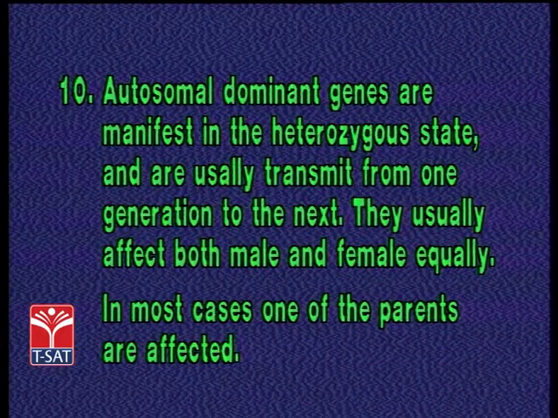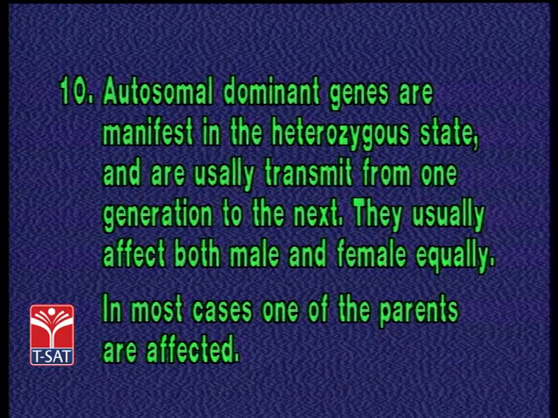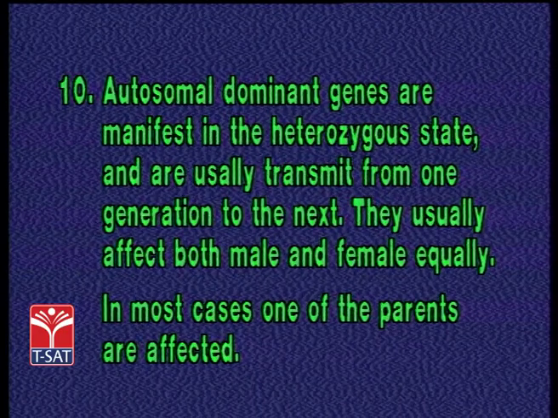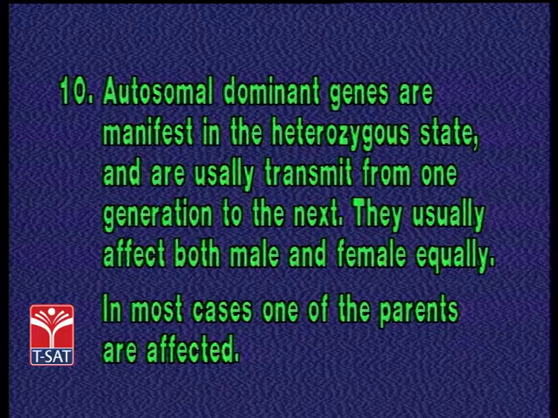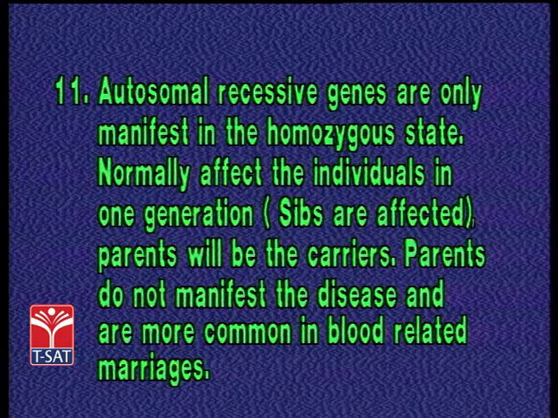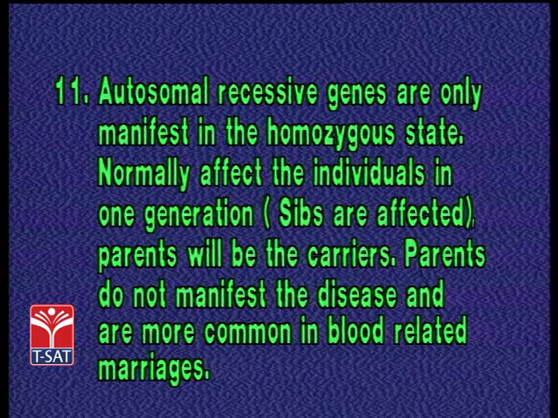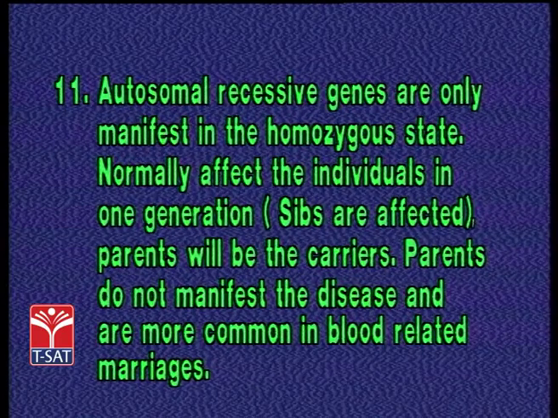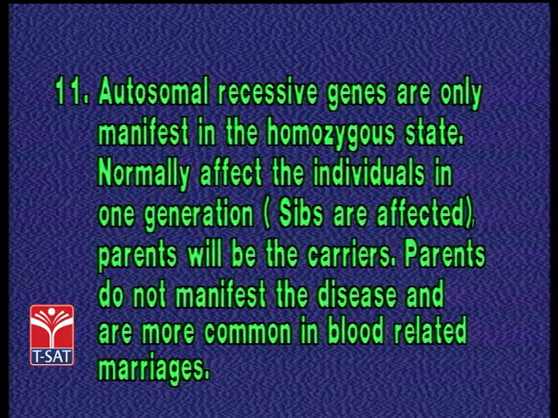Number 10, autosomal dominant genes are manifest in the heterozygous state and are usually transmitted from one generation to the next generation. They usually affect both the males and females equally. In most cases, one of the parents is affected. Number 11. Autosomal recessive genes are only manifest in the homozygous state. Normally, sibs are affected. Parents will be the carriers. Parents do not manifest this disease, and it is more common in blood-related marriages.